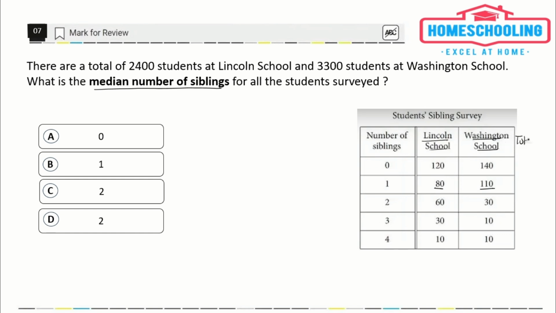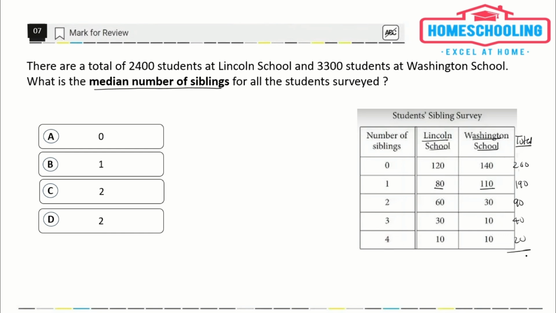So the total would be how much? As we can see, 120 plus 140, that is going to be 260. Then for this one it is going to be 190. This 60 plus 30, 90. Then 30 plus 10 would be 40, and 10 plus 10. So from this we can say that 260 students have 0 siblings. In both the schools, 260 students have 0 siblings. 190 students have 1 sibling. 30 students have.